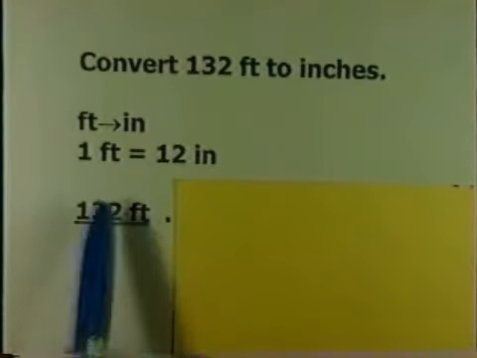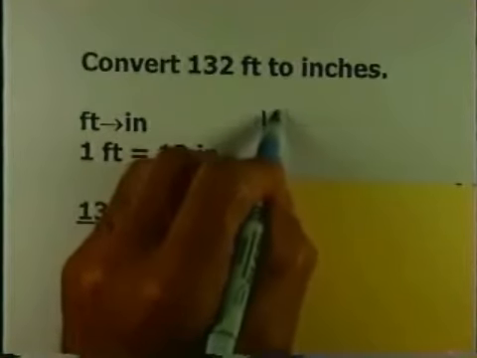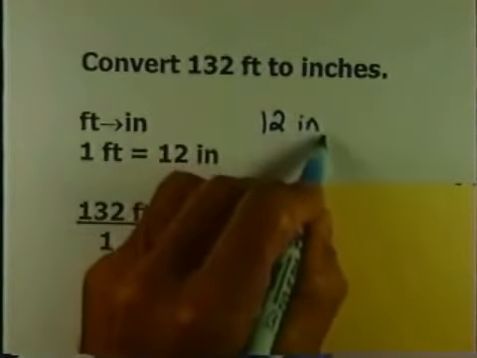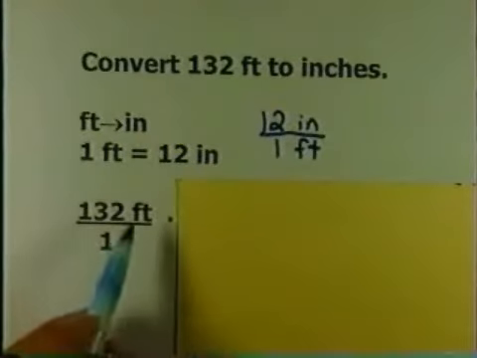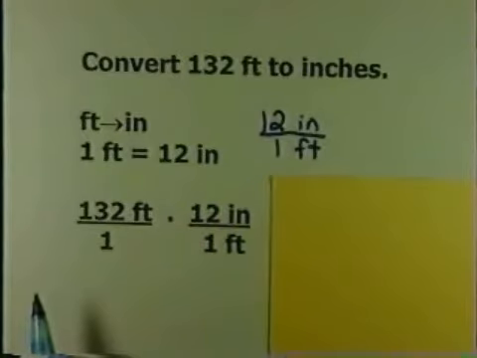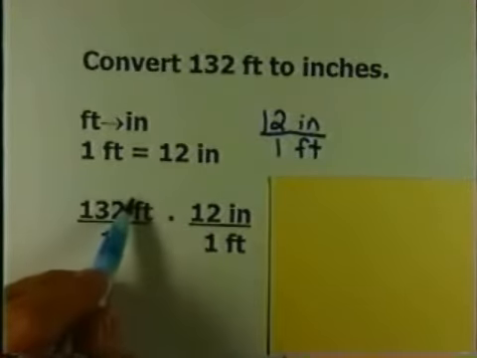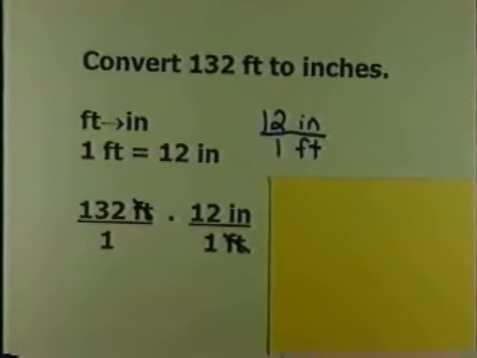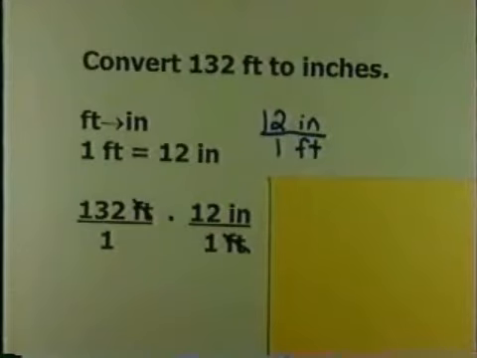So when I do this, I've got to use this in the form of 12 inches over 1 foot, because I want to cancel out the feet. By putting 12 inches over 1 foot, feet cancel. It leaves my answer in inches, which is what I wanted. So I'm analyzing my units to get what I want.